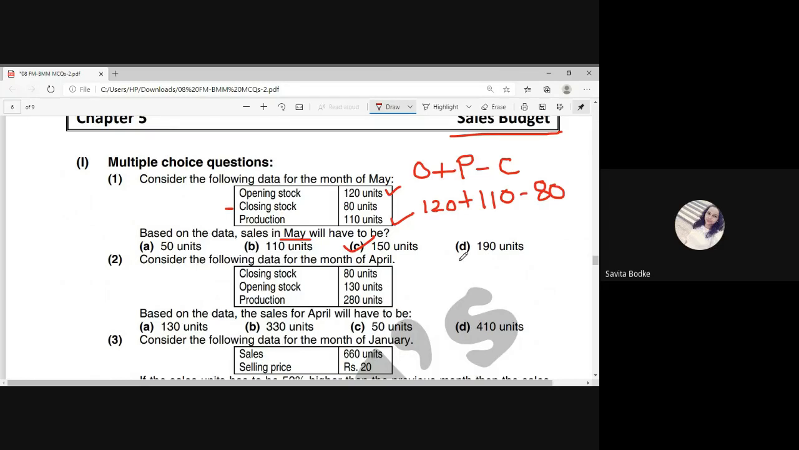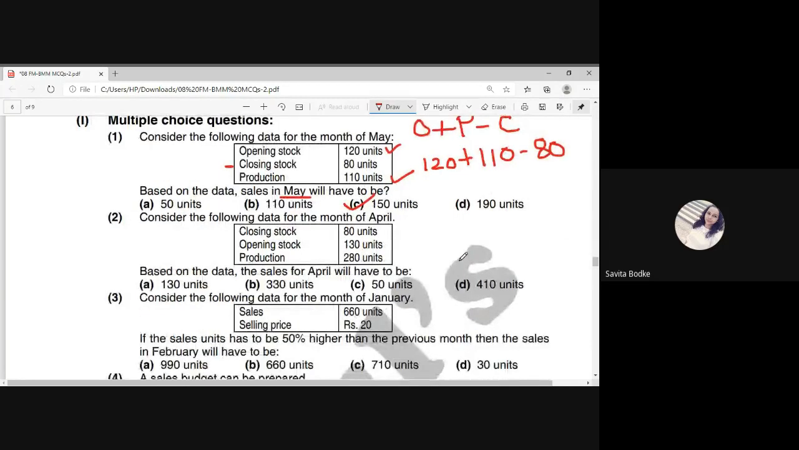Now the next one is: consider the following data for the month of April. Again they have given you the data. What data have they given you? They have given you the closing stock, the opening stock, and the production.